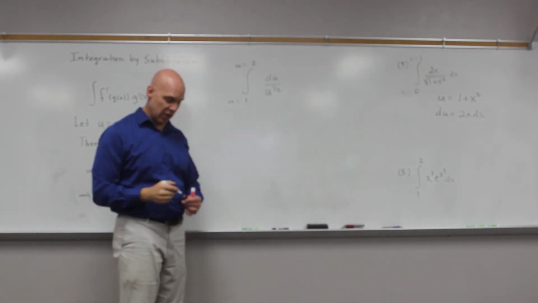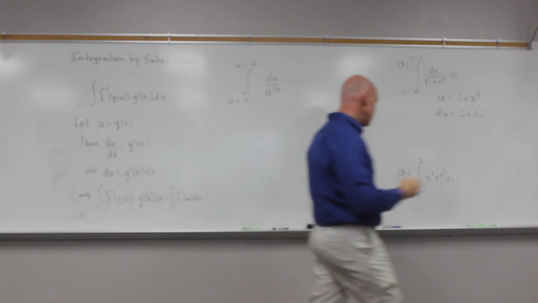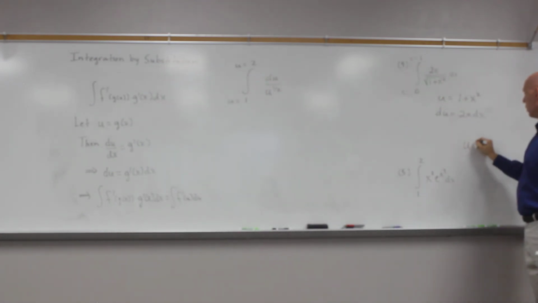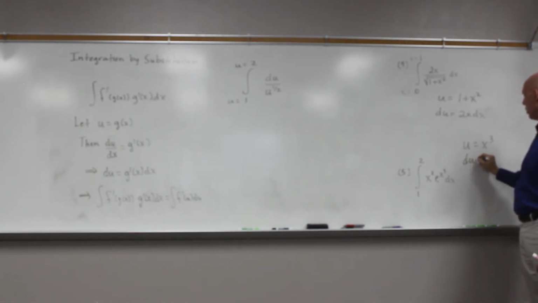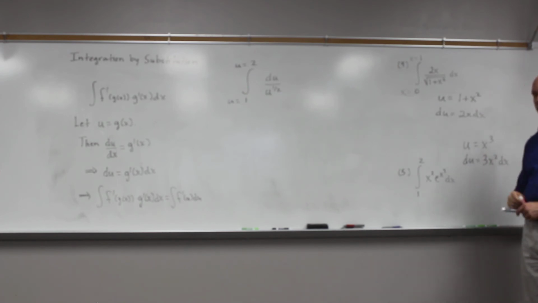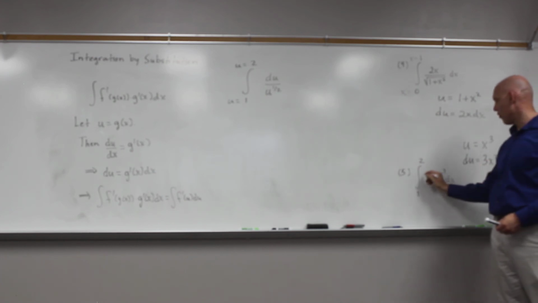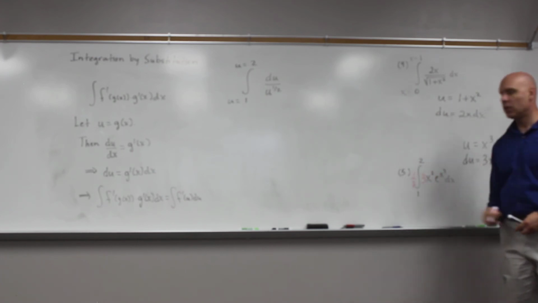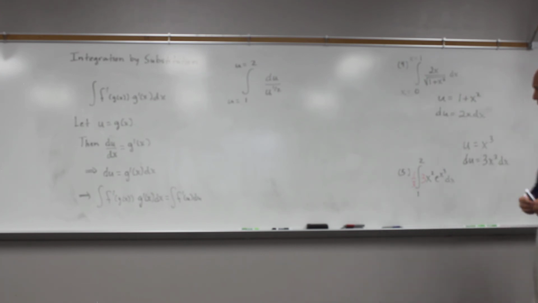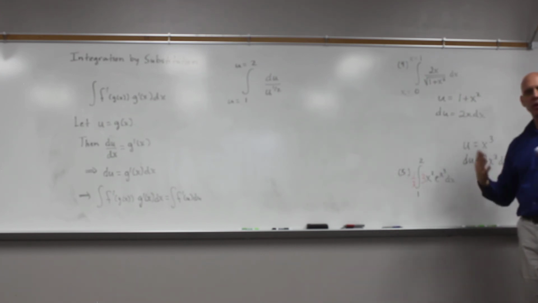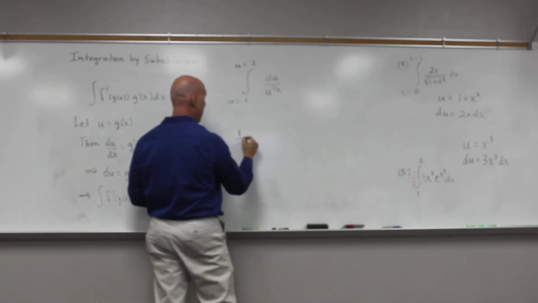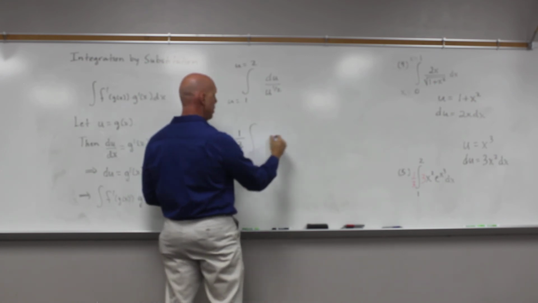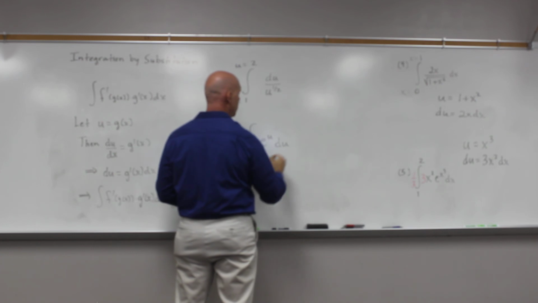Just for the sake of time, let's take a look at this last one down here. I'm going to let u equals x cubed, giving me du is 3x squared dx. Notice that I have most of my du. I'm only off by a multiple. That is a constant multiple, so I can fix it by multiplying by 3 and by a third, so I don't change the expression. And then I have 1/3 e to the u du.